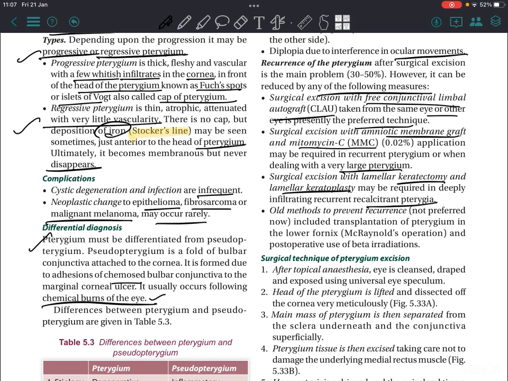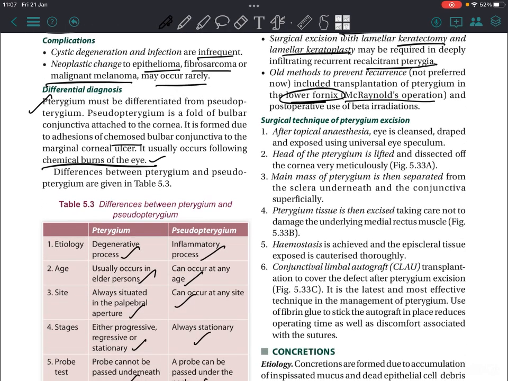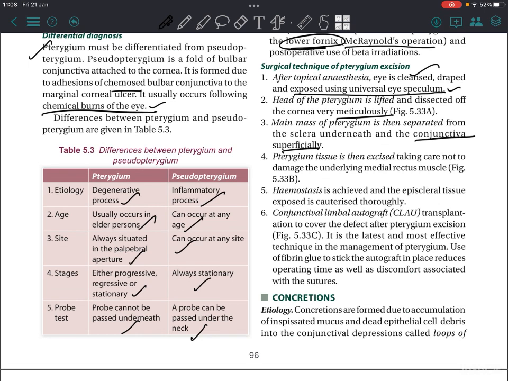Old methods to prevent recurrence include transplantation of the pterygium in the lower fornix, McReynolds' operation, and postoperative use of beta radiation. After topical anesthesia, the eye is cleansed, draped and exposed using a universal eye speculum. The head of the pterygium is lifted and dissected off the cornea very meticulously. The main mass of the pterygium is then separated from the sclera underneath. Conjunctival and subconjunctival pterygium tissue is then excised, taking care not to damage the underlying medial rectus muscle. Hemostasis is achieved by episcleral tissue cauterization.